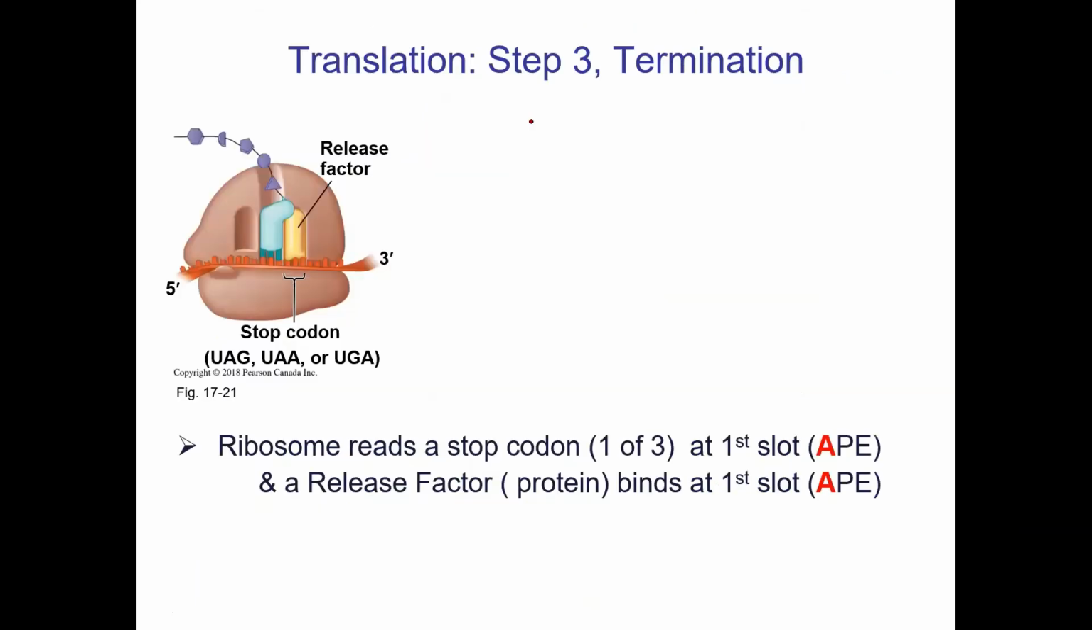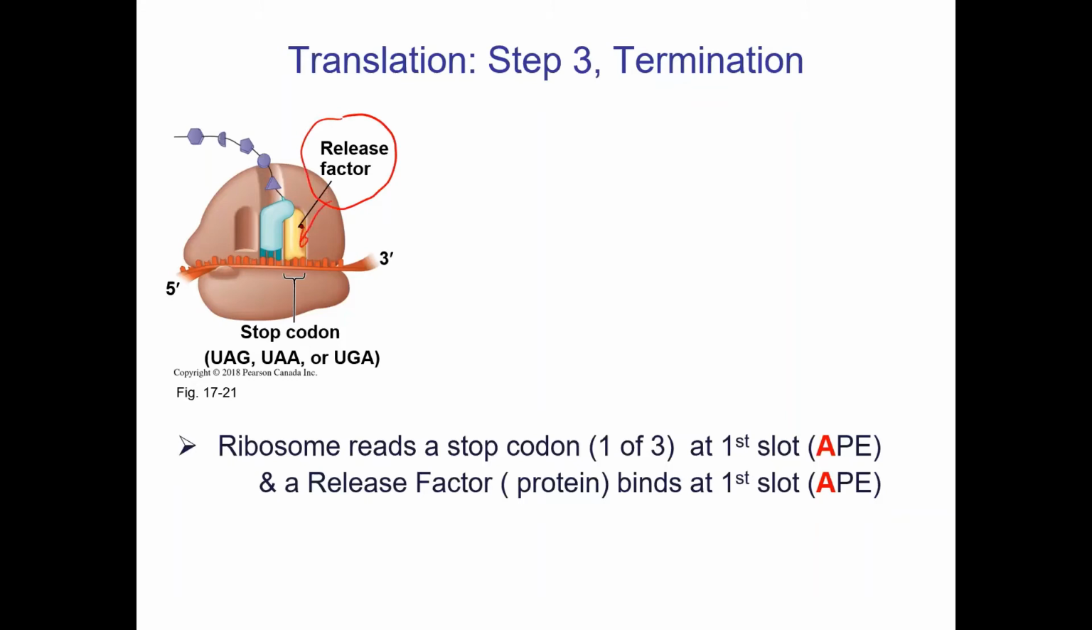So what happens when we get to the stop codon? We've got three stop codons, right? We've got UAG, UAA, and UGA. And there's no transfer RNA that recognizes the stop codon, but there is a protein thing. It's actually called a factor because I think it has RNA in it as well. But it's called a release factor, and I believe it's mostly protein. This will actually recognize the stop codons.